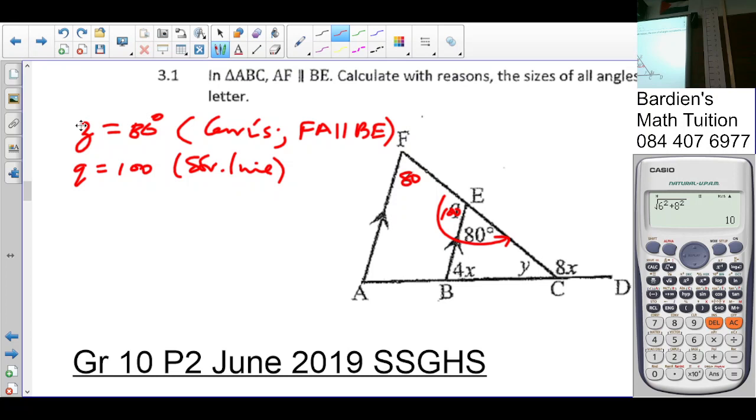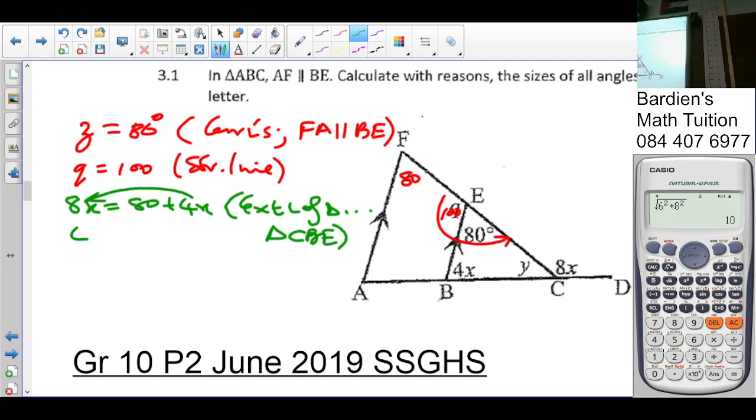What else can we calculate? 8x is equal to 80 plus 4x. Why? Exterior angle of a triangle. Can you see that, people? 8x is equal to 80 plus 4x. It's the exterior angle of triangle CBE. So 4x is equal to 80, so x is 20.